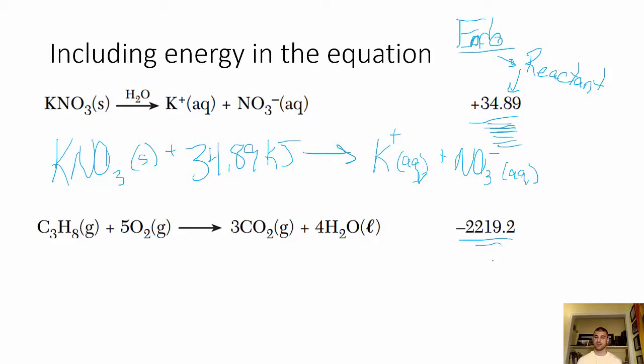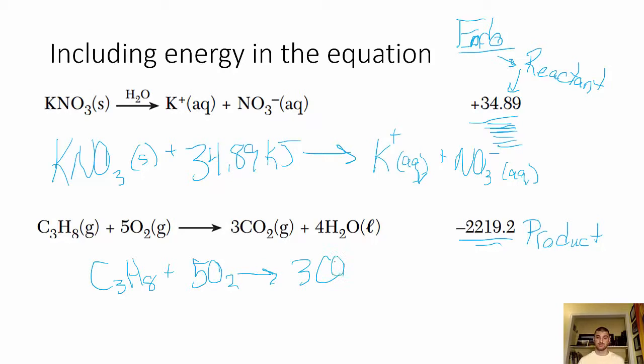Here we have an exothermic reaction, meaning it's giving off energy. So energy is a product of this reaction. It's being given off, you end up with it. So if I had to rewrite this, it would be, C3H8 plus 5O2. So this is propane reacting with water, or I'm sorry, oxygen. It's burning to give us 3CO2, 4H2O, and a positive 2219.2 kilojoules.